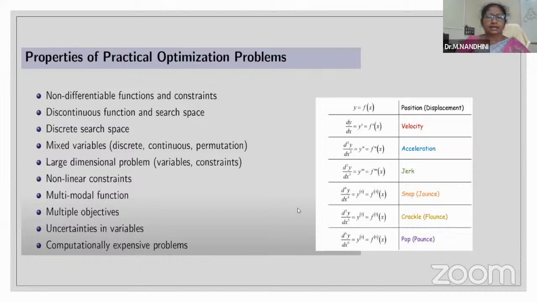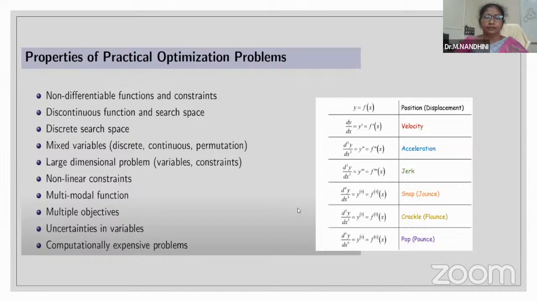Non-differentiable functions and constraints are opposite to differentiable functions. If we are able to differentiate a function, differentiation is nothing but finding the rate of change, that is dy by dx, where x is the independent variable and y is the dependent variable. With respect to x, we are finding the rate of change of y, that is dy by dx.